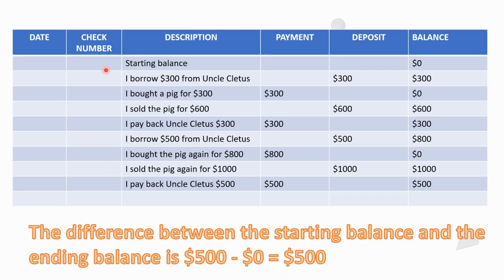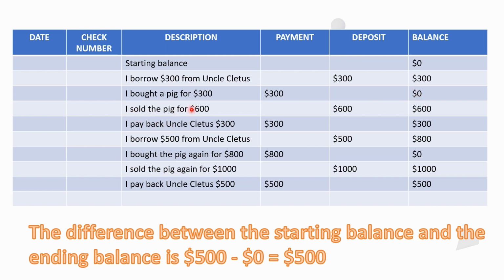So here's our register. We've got a few more entries in here because we've got a little bit more going on, but our starting balance is $0. So I need to borrow $300 from Uncle Cletus because I want to buy this pig really bad. He deposits $300 in my account, so I've got $300 in my balance. I go and buy this pig for $300. Well, I've got a debit, a payment of 300, so now my account goes down to zero.